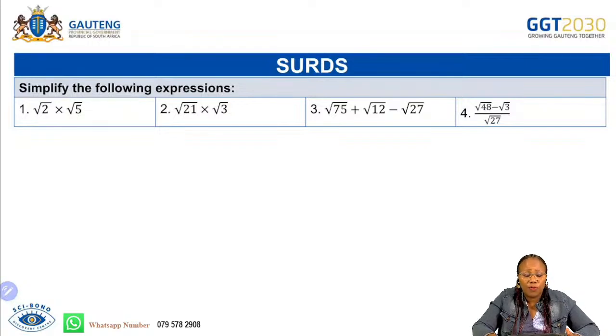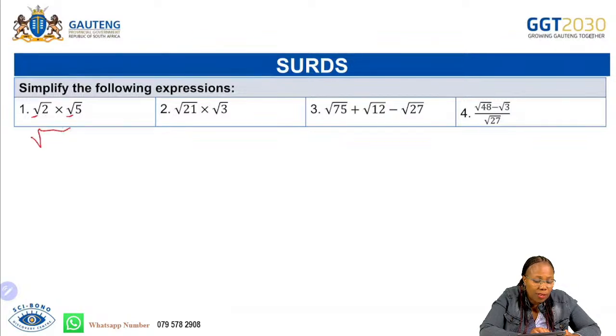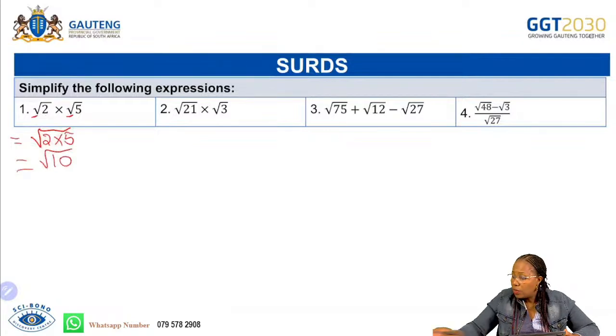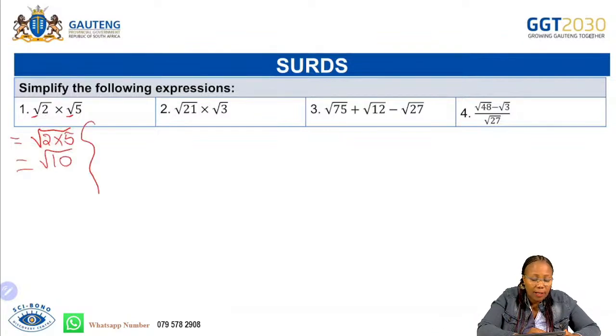And then we move to the next topic. We are looking at surds. Remember, we have rules that we are applying on the surds. The first rule says that if I am multiplying the same surds, I can put this in a single surd and write it as 2 times 5, which is the square root of 10. Okay, done. And then number 2, again I'm having the same surds here, and then I can write this as a single surd now.